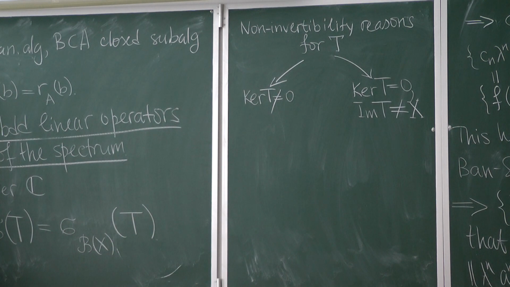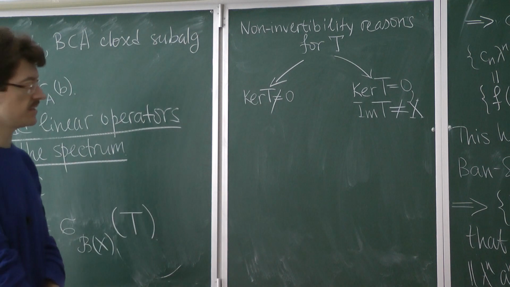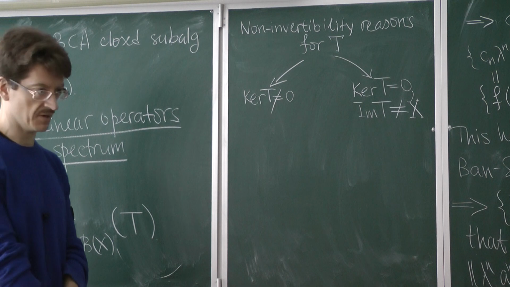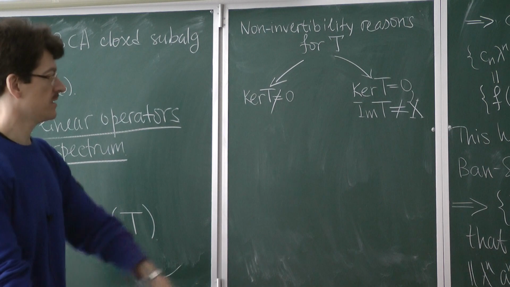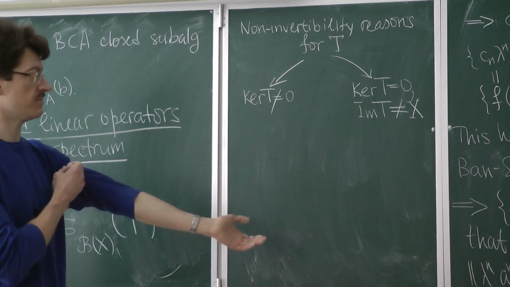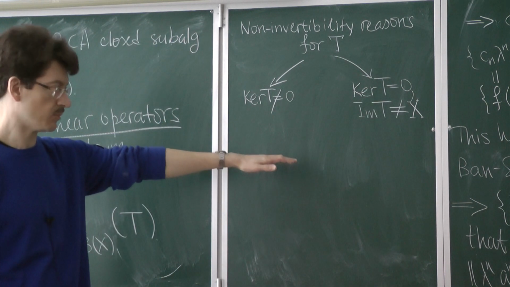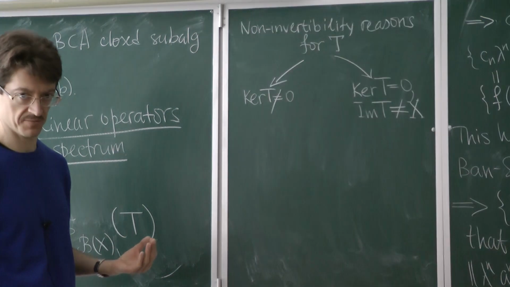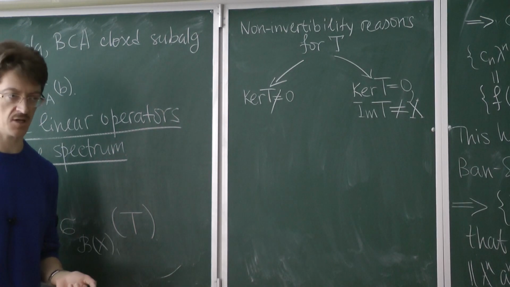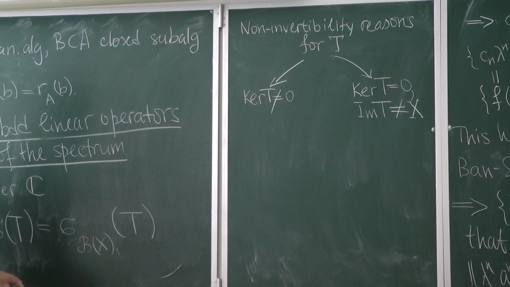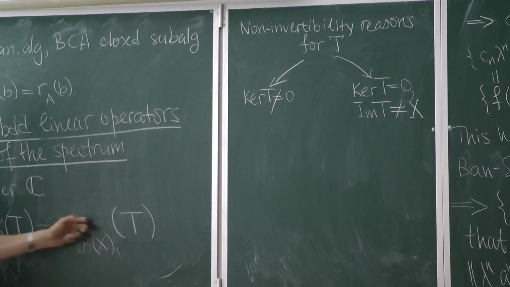Now we remember the open mapping, the inverse mapping theorem, which tells us that there are no other possibilities. So if the kernel of T is trivial and the image of T equals X, then T is bijective. And we know that a bijective linear operator on a Banach space is a topological isomorphism. So it is an invertible element of this algebra.